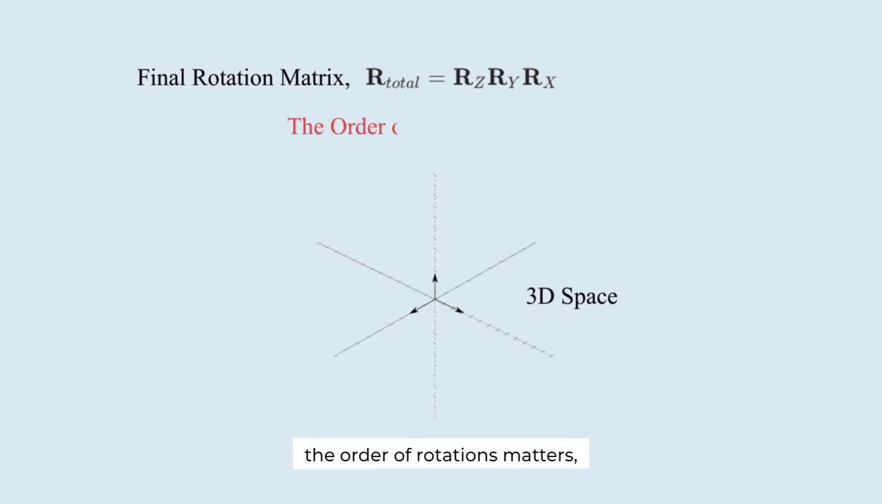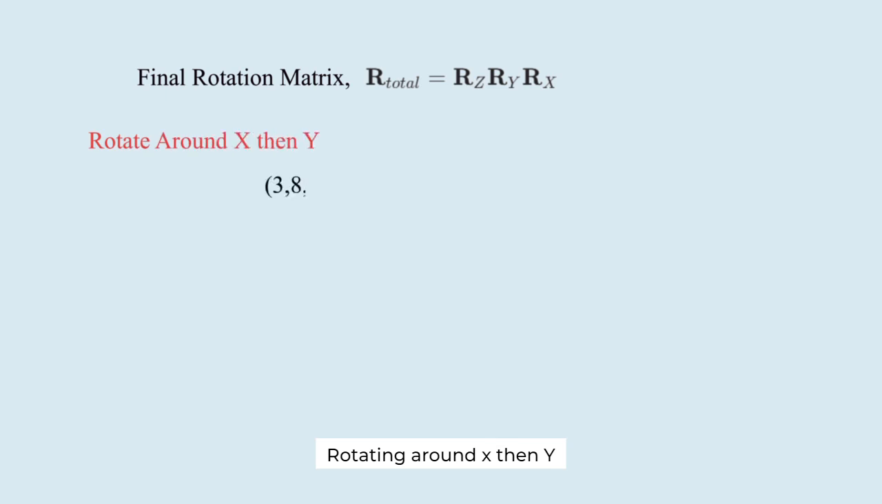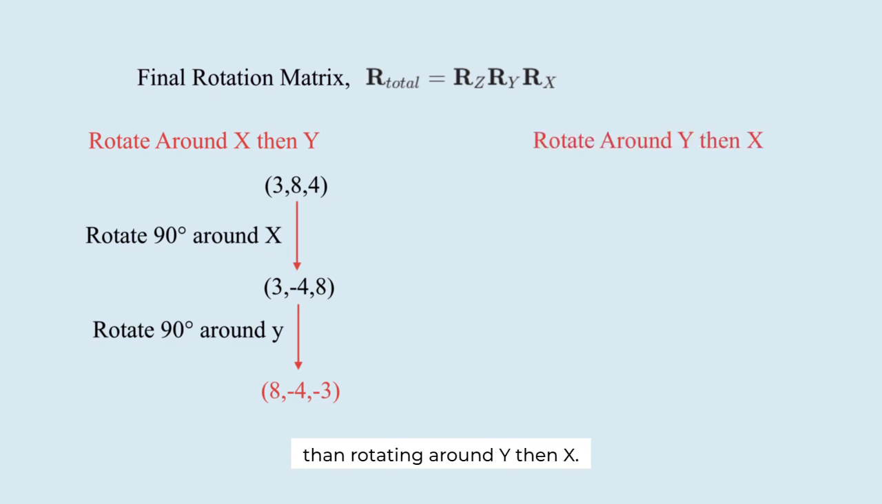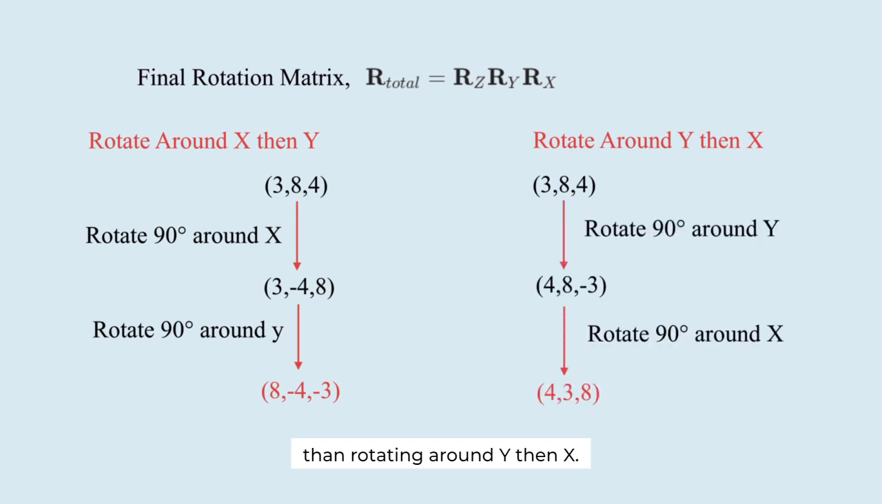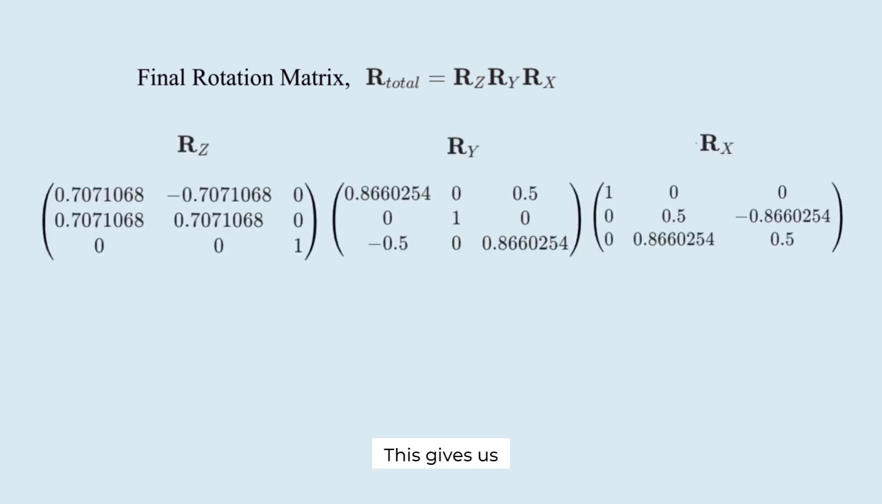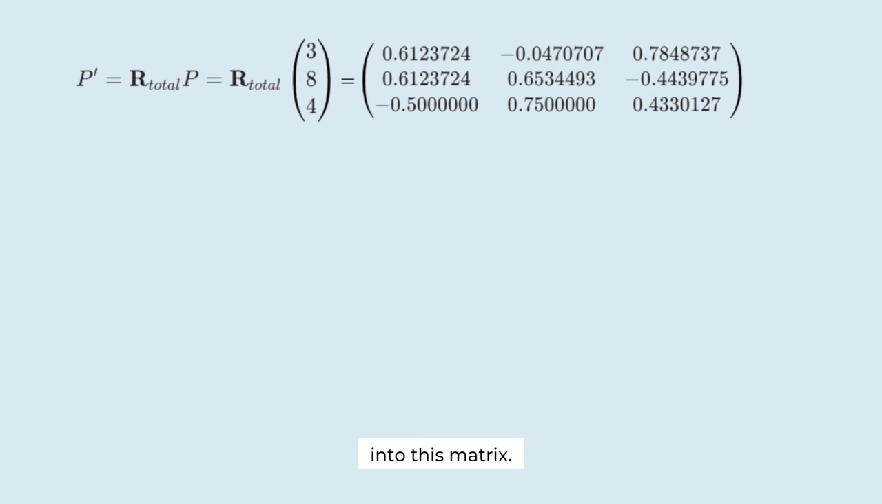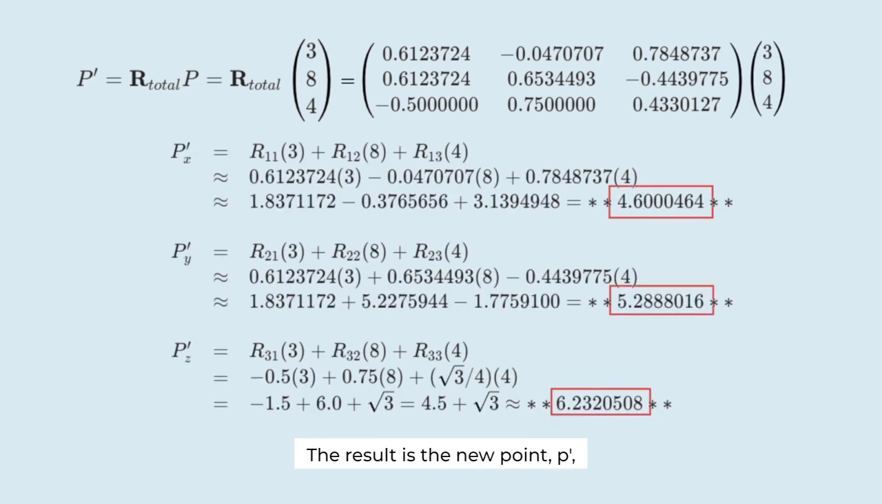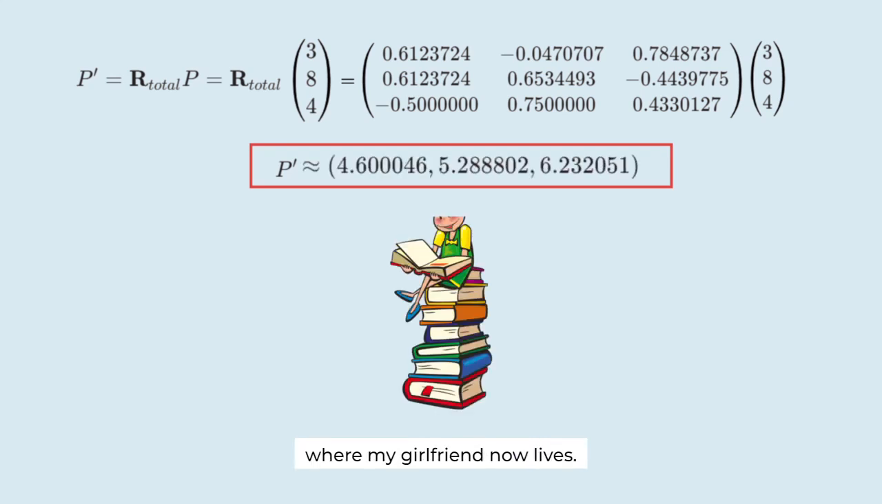In 3D, the order of rotations matters a lot. Rotating around x, then y, gives a different result than rotating around y, then x. Perform the multiplications. This gives us the combined rotation matrix. Now, substitute the coordinates of P into this matrix. The result is the new point P', the location where my girlfriend now lives.